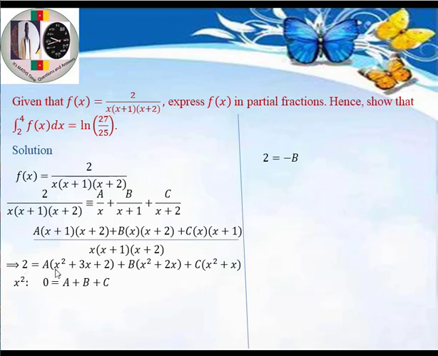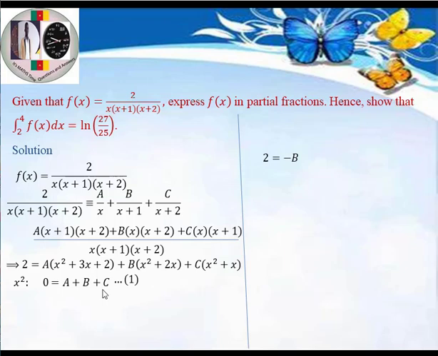On the right, A is a coefficient of x squared because A multiplies all this, B multiplies all this, C multiplies all this. So the coefficient of x squared on the right will be A plus Bx squared, so the coefficient there is B, plus Cx squared, so the coefficient there is C. So 0 is equal to A + B + C, and we call that equation 1.